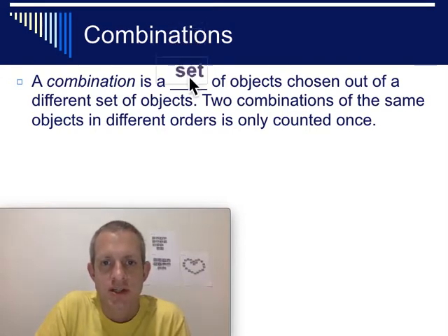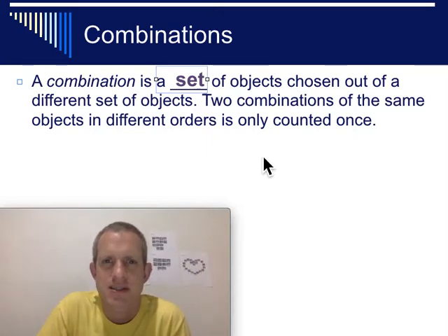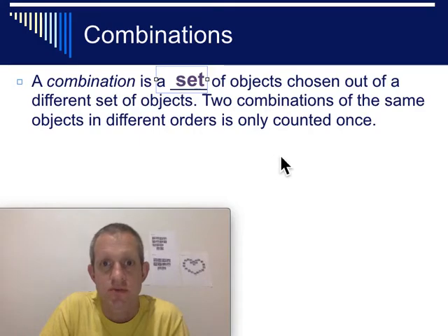So another important idea in counting theory is a combination. A combination is a set of objects that you choose out of a different larger set of objects. An important concept is that 2 combinations of the same objects in different orders is only counted once. And so a lot of times people say the order doesn't matter in combinations, whereas permutations, it certainly does.